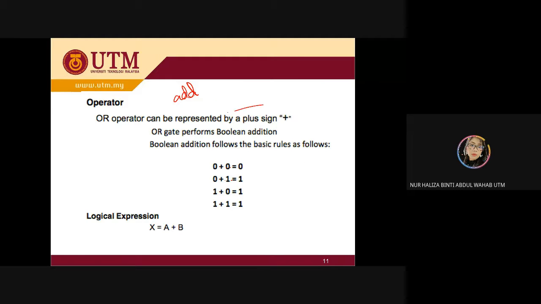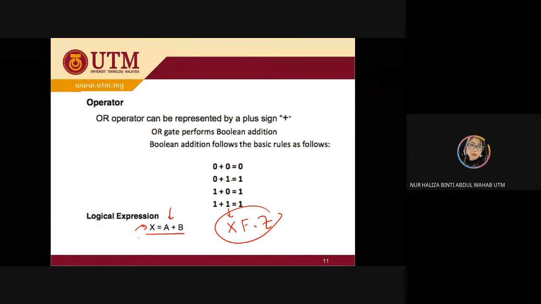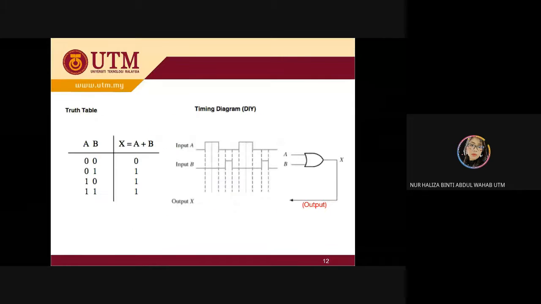Now you can see your Boolean expression also here. X or F or Z, whatever variables. So you can have the possibility for the input and output with any variables, which is from A to Z. And for the OR, it will be plus. Let's take a look at the table. You can see the table over here.